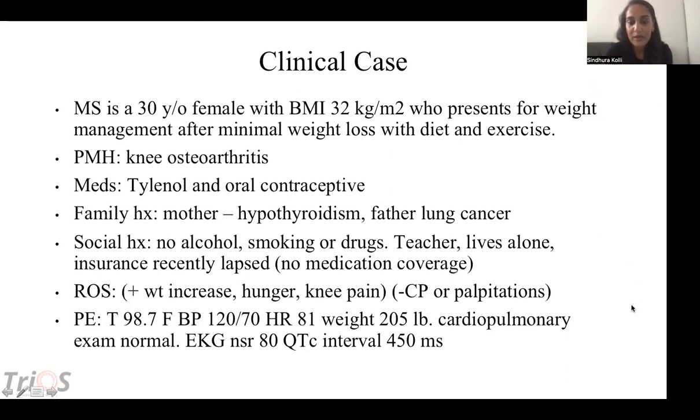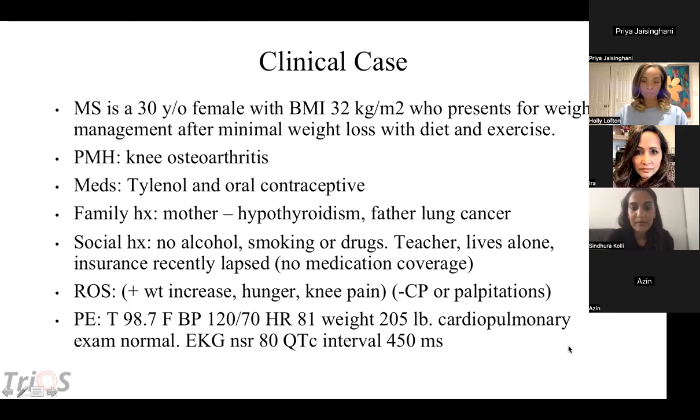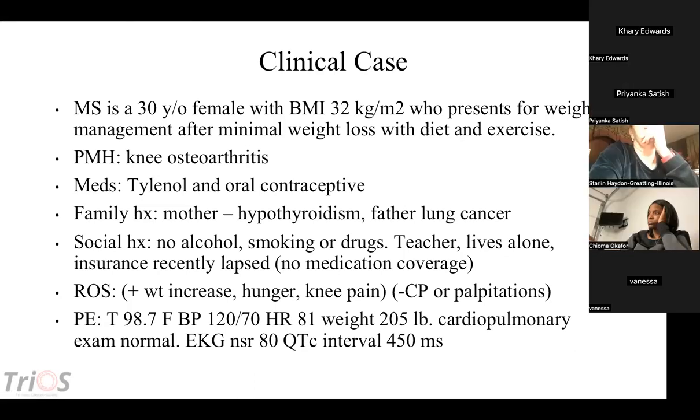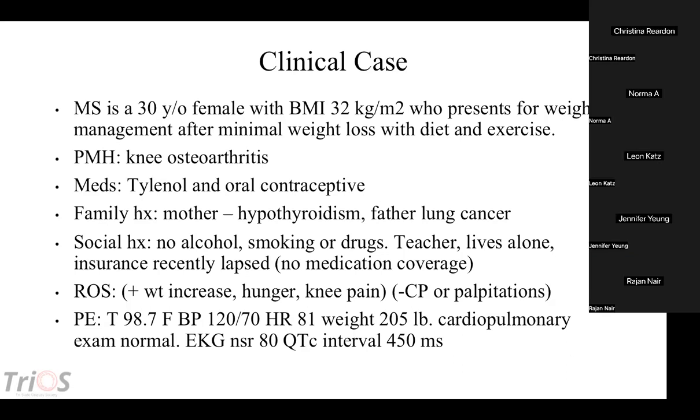No chest pain or palpitations. When we look at the physical exam, including the vitals, for the most part their vitals are completely normal. They present with a weight of about 205 pounds. Cardiopulmonary exam is normal. EKG shows normal sinus rhythm with a QTc of 450.